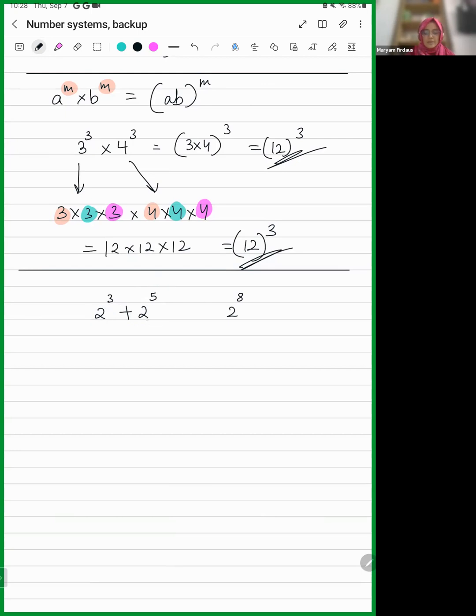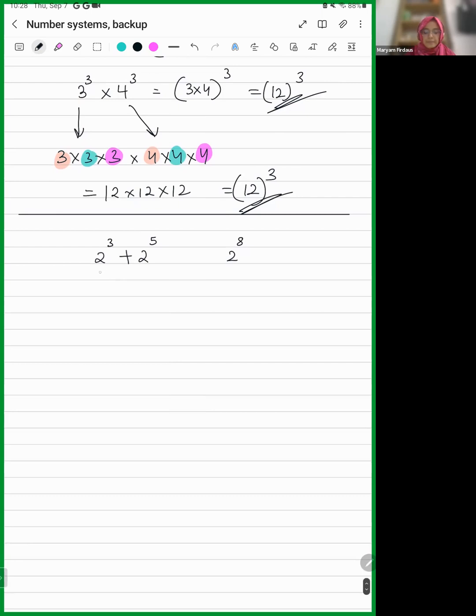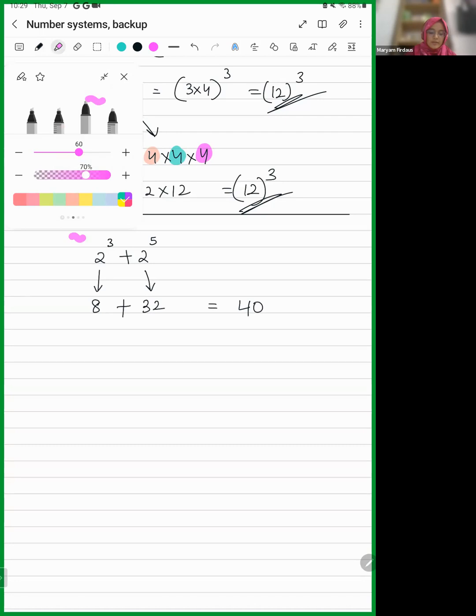Let us see how that turns out. See, 2 to the power 3. What is 2 to the power 3? 2 into 2 into 2, and that becomes 8. Very good. Plus, what is 2 to the power 5? Please calculate it quickly. It will be 32. Okay, 32. What is 8 plus 32? 40. So this is 40.